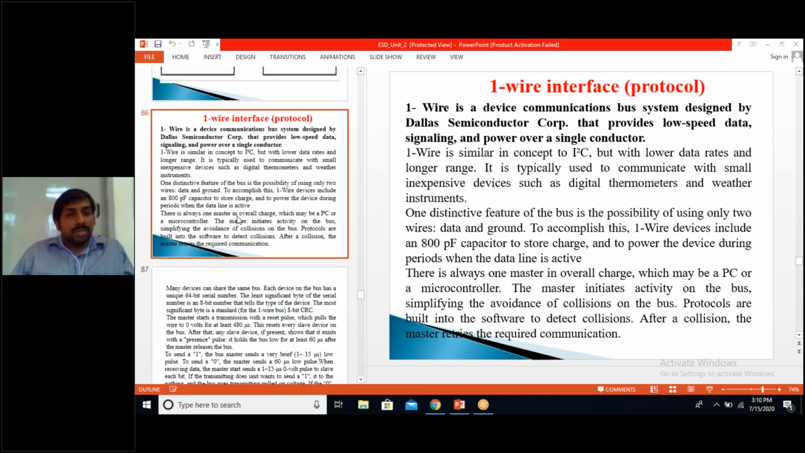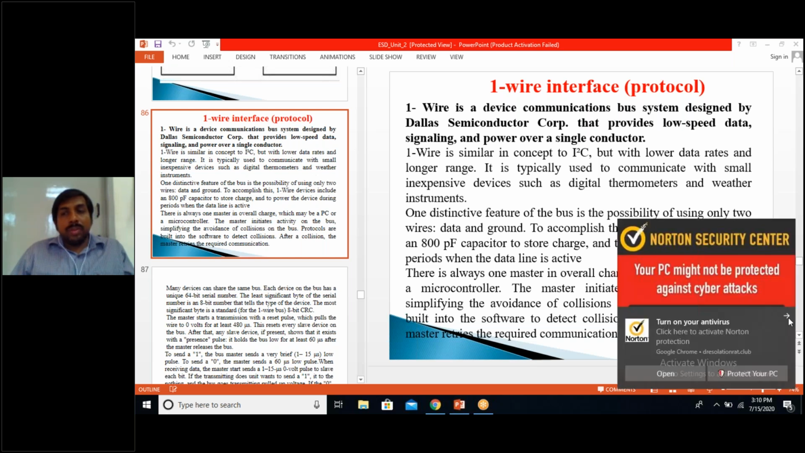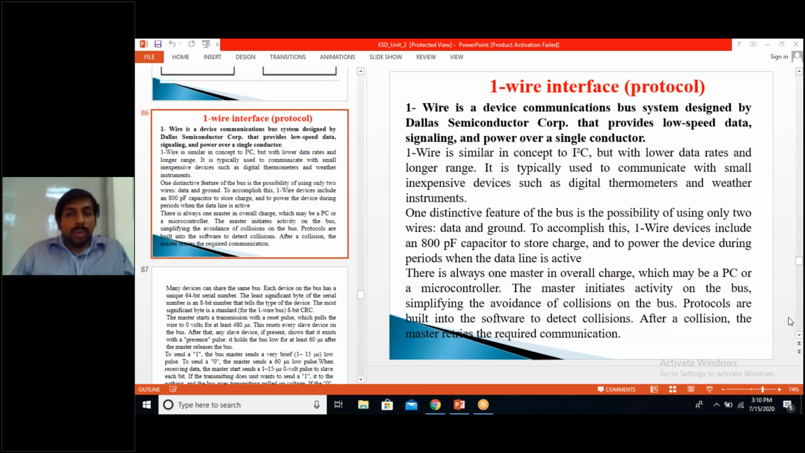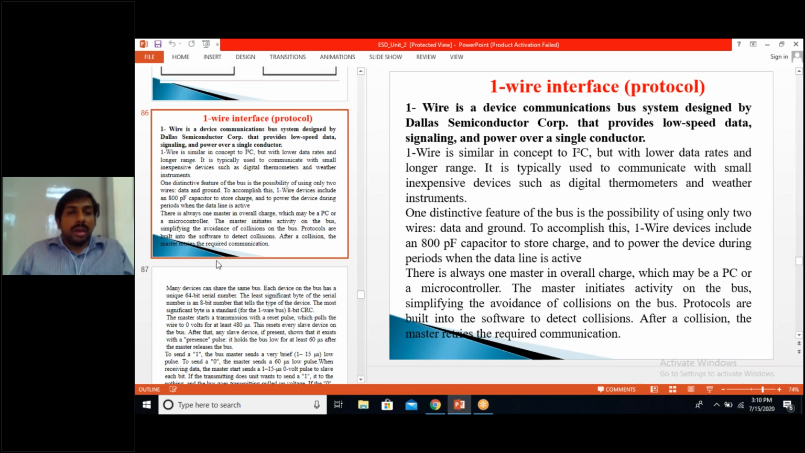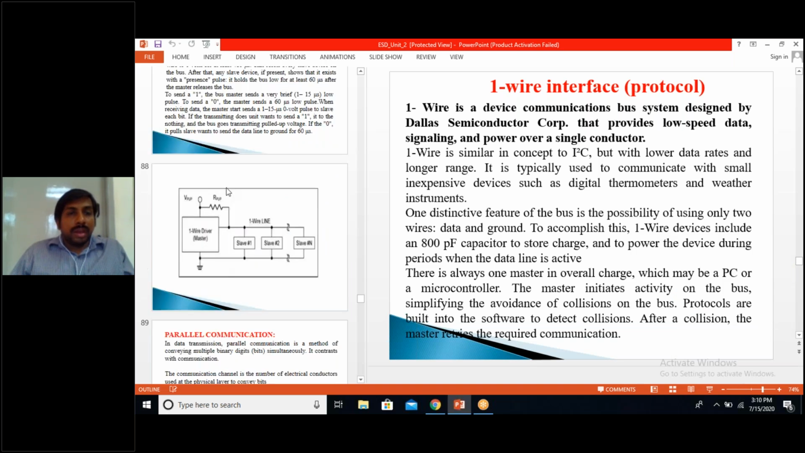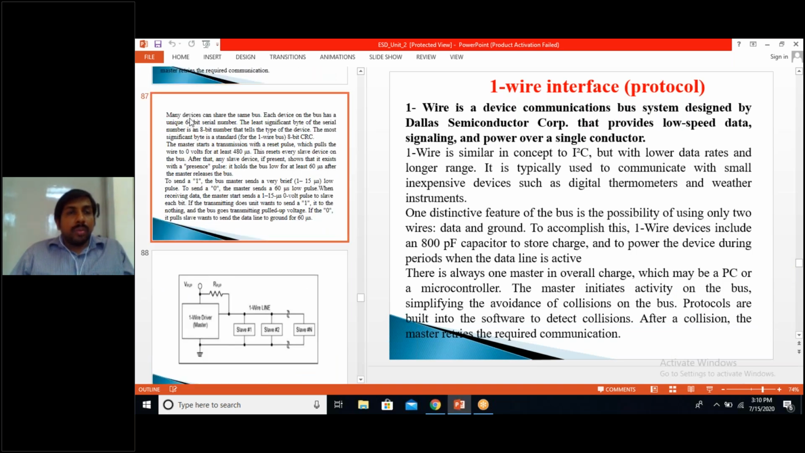So there is always one master in overall charge, which can be a personal computer or a microcontroller. The master initiates activity on the bus, and protocols are built to detect collisions. If a collision occurs, the master will do the communication again. So many devices can share the same bus.